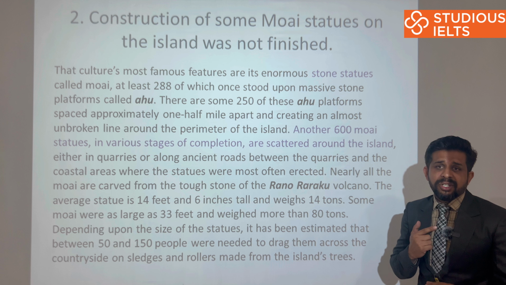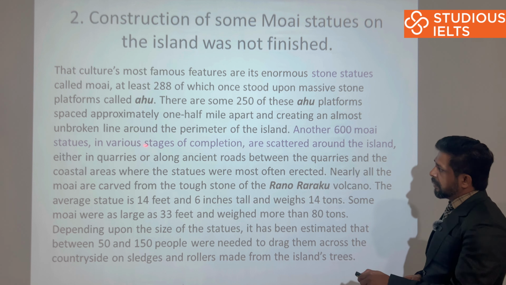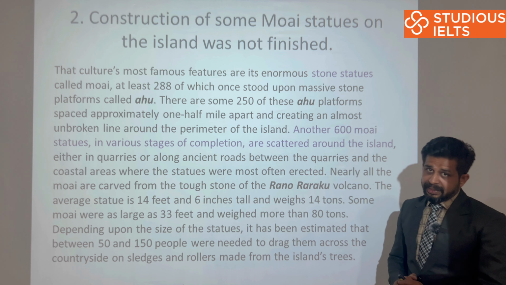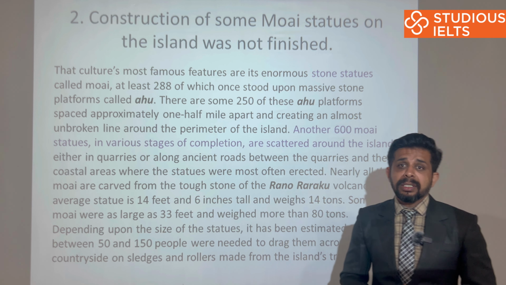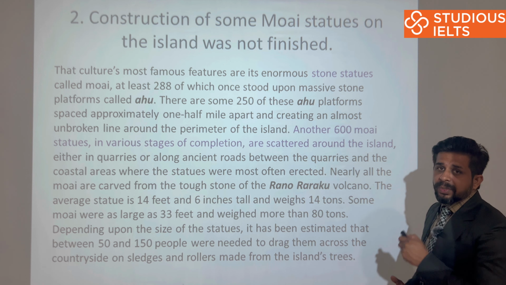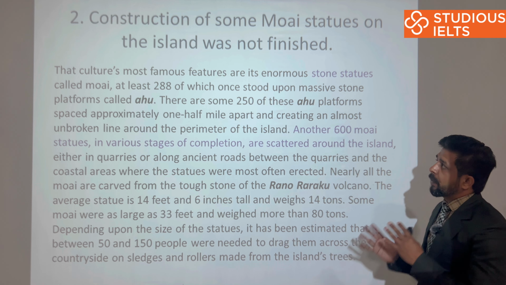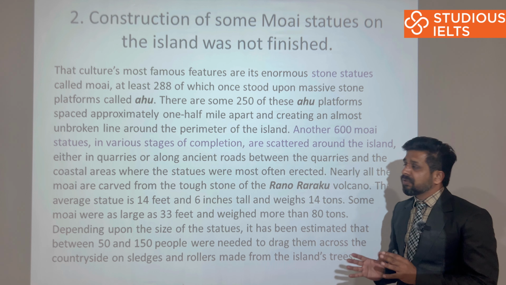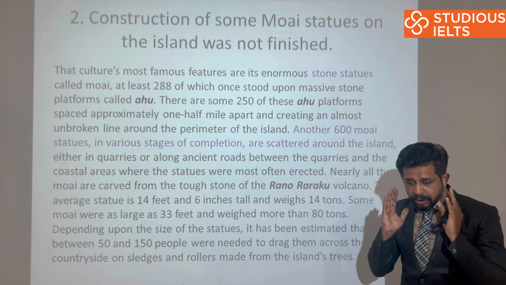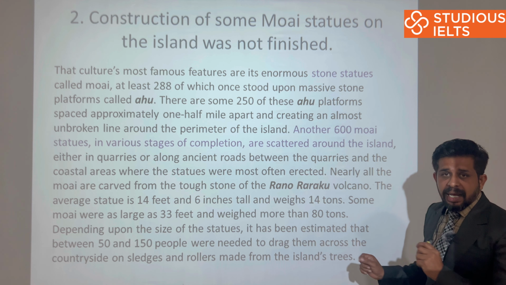But there is a catch. The catch is another 600 Moai statues in various stages of completion are scattered around the island. But there were 600 more which were not completed at all. And if these were not completed, eventually this becomes true, right? So this is how we are going to establish a proper connection between the question and the information given in the passage. You will have to read it in depth, right? You will have to find the connection properly, and you will have to establish that meaning which is available in the question as well as in the passage.